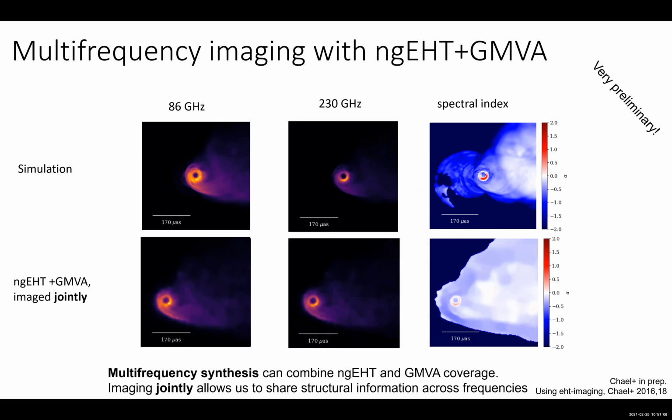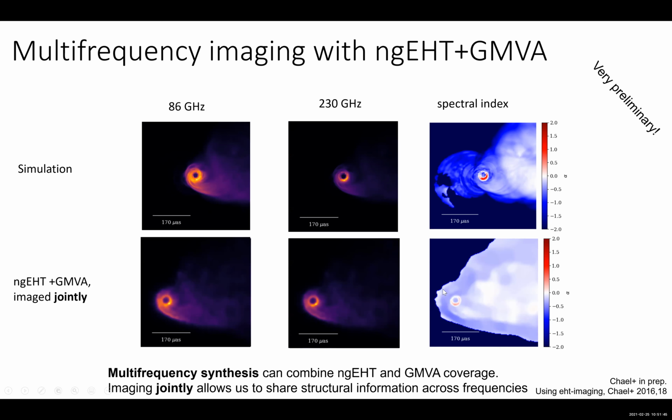But if we go to ngEHT, combine it with GMVA, and then use this new imaging method for multi-frequency synthesis that I'm developing using EHT imaging, we're able to combine data from both frequencies, use the beautiful UV coverage that we have across this whole space, and constrain jointly the spectral index information as well as the image structure at both frequencies. So something we're able to do is pull out the central depression at 86 gigahertz, as well as image the extended jet structure at 230 gigahertz, and then map the spectral index structure across the full range.